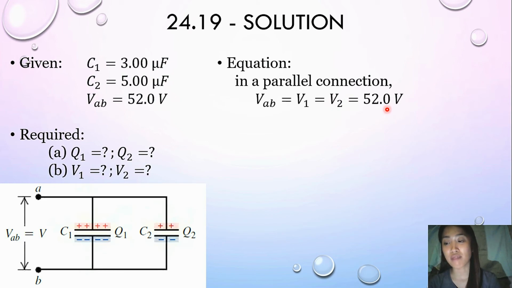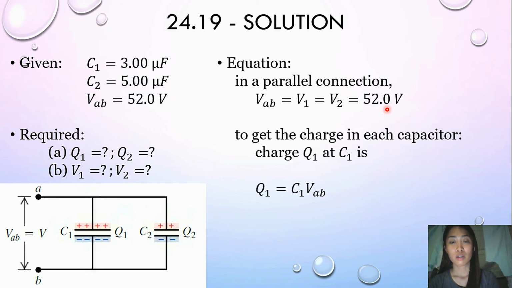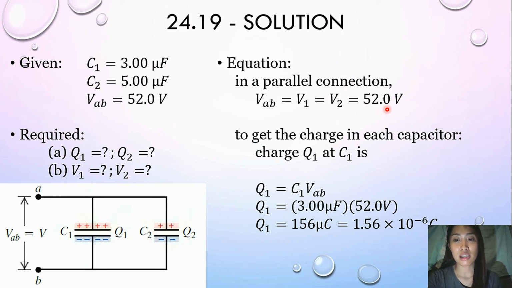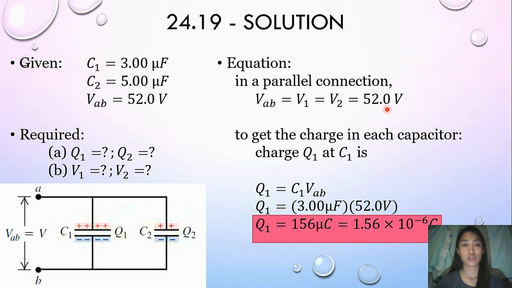So using this value, we can get the charge for each capacitor by using the given potential and the capacitance. To get the charge Q1, we will be using Q1 equals C1 times V_AB. Then we can plug in the values: 3 microfarad times 52 volts, we get 156 microcoulomb, or 1.56 times 10 to the negative 4 coulomb. So that is the charge in the first capacitor.